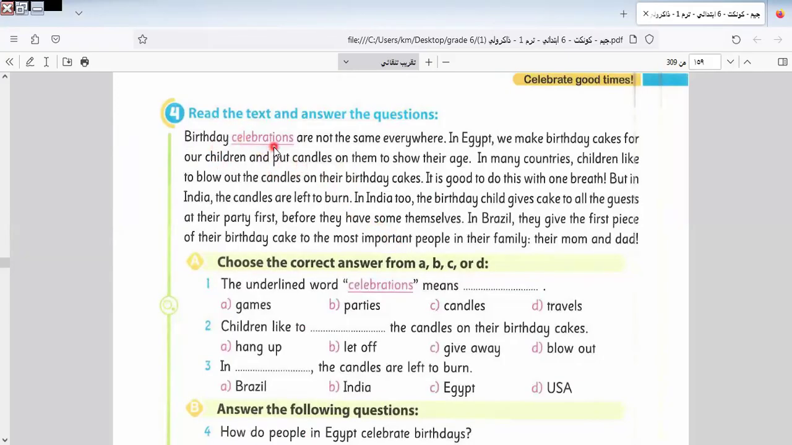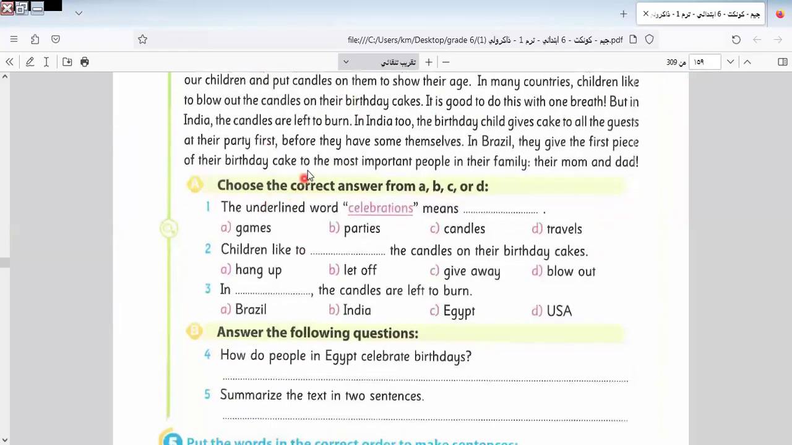Birthday celebrations are not the same everywhere. In Egypt, we make birthday cakes for our children and put candles on them to show their age. In many countries, children like to blow out the candles on their birthday cakes. But in India, the candles are left to burn.